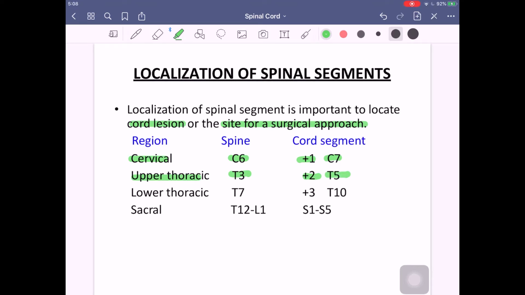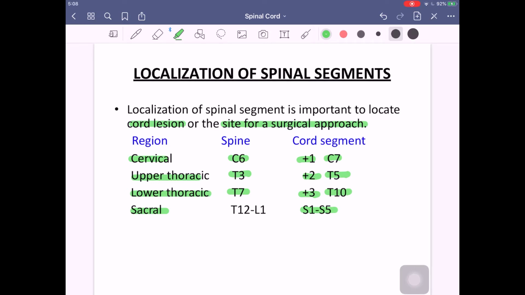So anywhere between T1 to T6 you have to add 2, then you will know what is the exact segment. So that means your T3, at your 5th thoracic vertebra, you have the 3rd spinal segment. Similarly, lower thoracic, here you have to add 3, so that means at your 10th thoracic vertebra you have the 7th spinal segment, and sacral the number is very high.